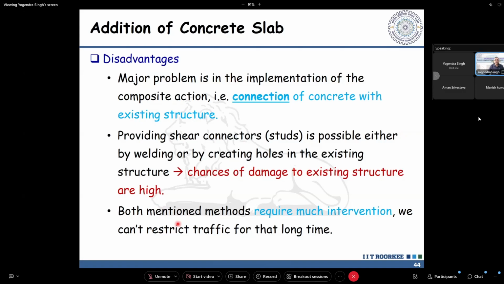Both the methods, whether adding a member or adding a slab at the top, require much intervention. And for performing these operations, we have to stop the traffic movement. Along with traffic, we can't do it.